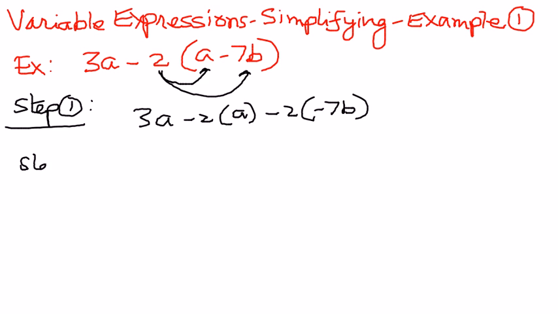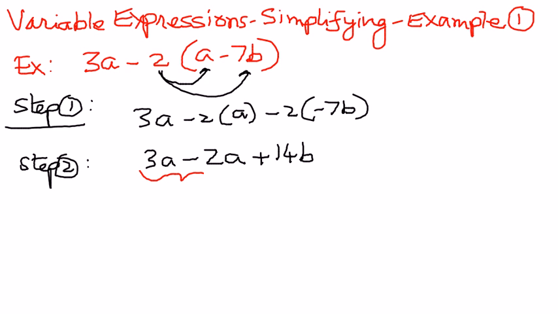And then in step 2, we'll simplify the process. 3a, nothing is happening here. Negative 2 times a is negative 2a. Negative times negative is a positive. 2 times 7 is 14b. Since there are similar terms here, 3a and negative 2a are similar terms, we will combine them. We'll combine them in this next step. We will combine them as if we are combining whole numbers.